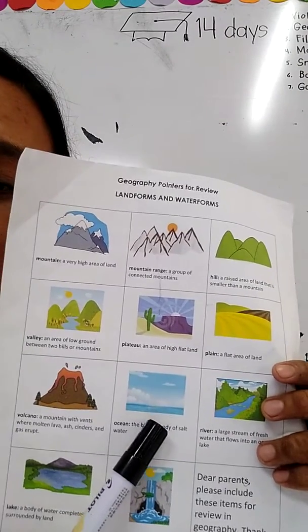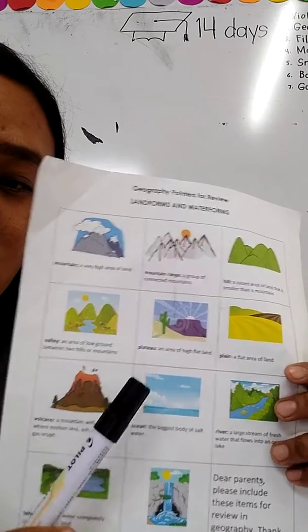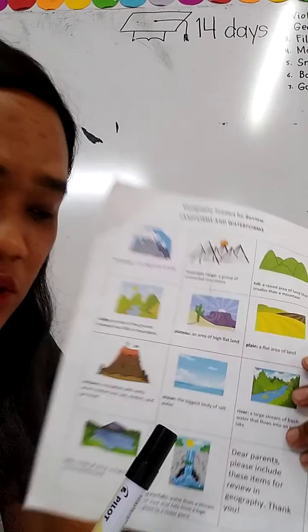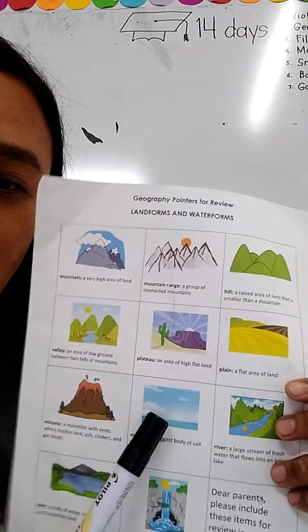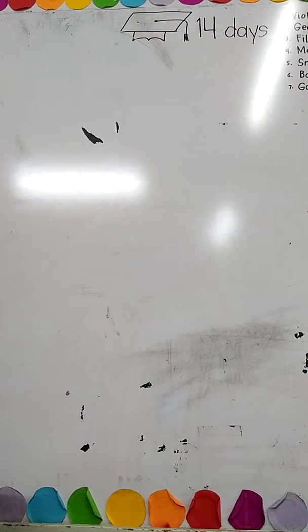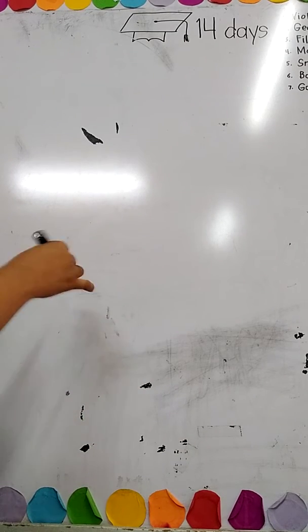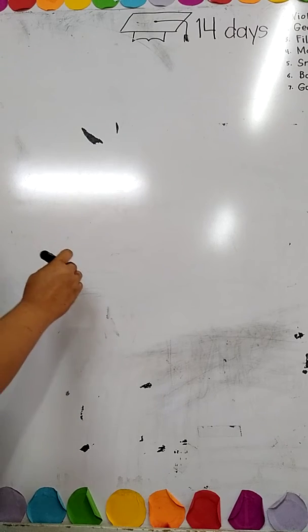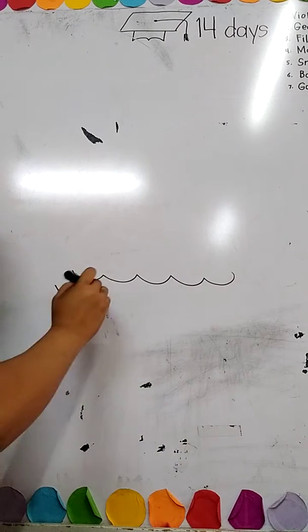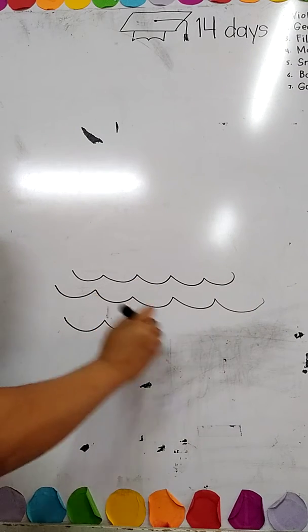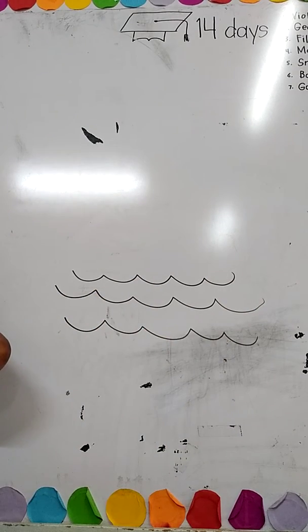Next. Now we will move to the water forms. So ocean, it is the biggest water form, biggest body of salt water. So when you taste the water of the ocean, it tastes salty. So for lack of a better way to draw an ocean, we can just draw the waves. I will understand. So go ahead and draw waves for the ocean. If you can make a better ocean than Teacher Meg, please do so. Say ocean. Okay, good.